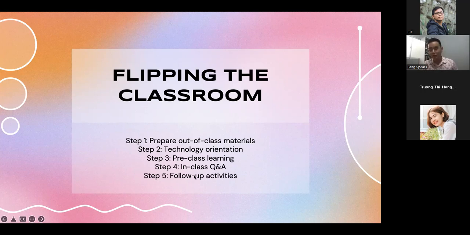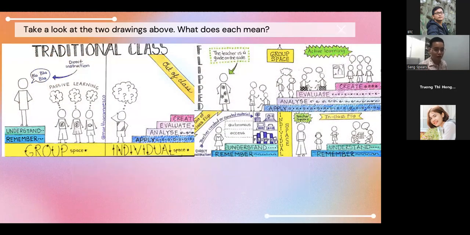And then in class, we'll have a section for Q&A, where you will address all the student issues related to the content that they have read. And finally, the follow-up activities for the in-class topic. So let's talk about the flipped classroom.